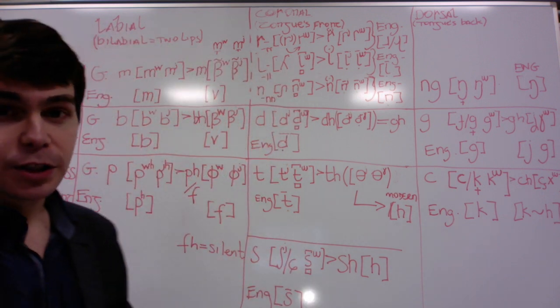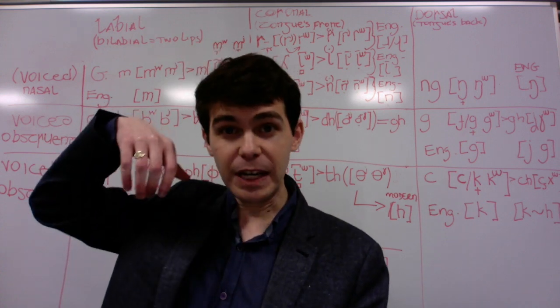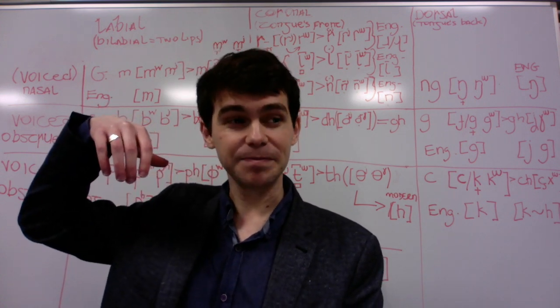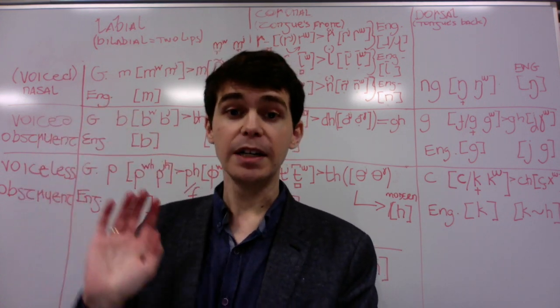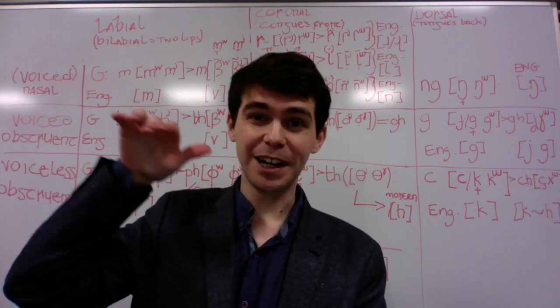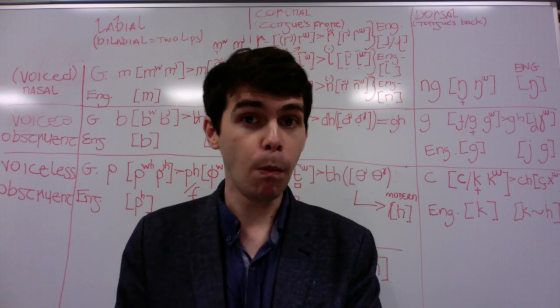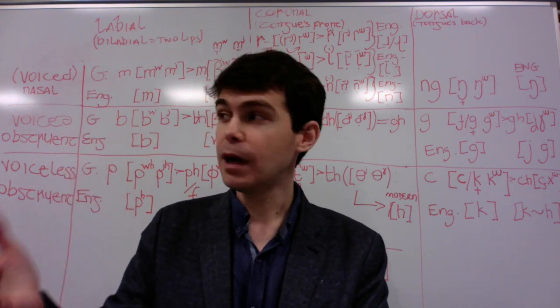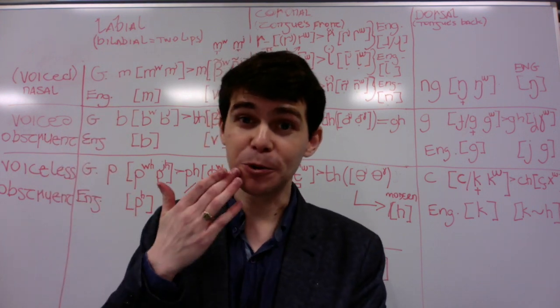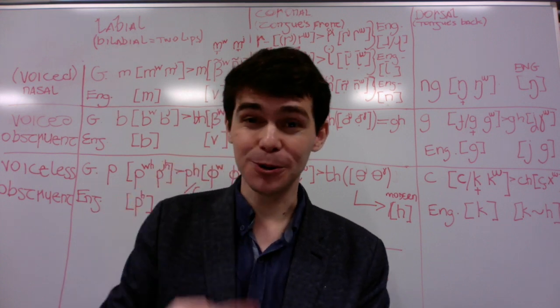And then we've nasals, which means that the velum, or the back of the tongue, the velum is lowered to allow air up through the nose. So, for example, when you say an M, the air isn't coming out your mouth, it's coming out your nose.